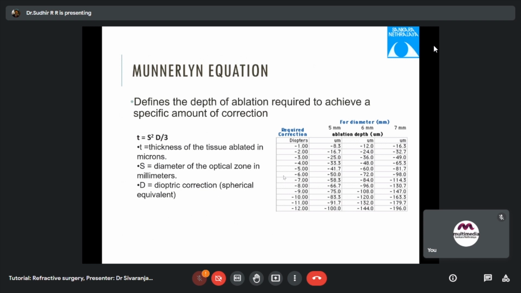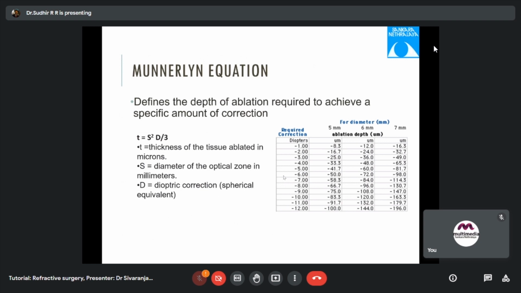So the aim of all the refractive surgery procedures is to keep as much residual bed thickness as possible. We are not disturbing much, and at the same time we have to give the best quality vision to the patient. So if the optical zone is small, the amount of ablation is less. If the optical zone is more, you have to ablate more. So these are things you keep in mind.